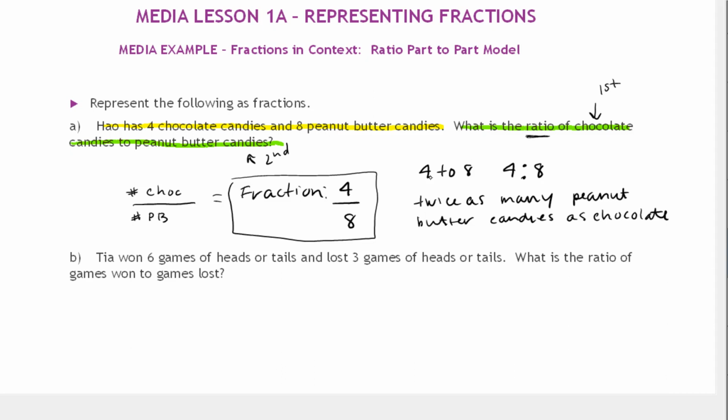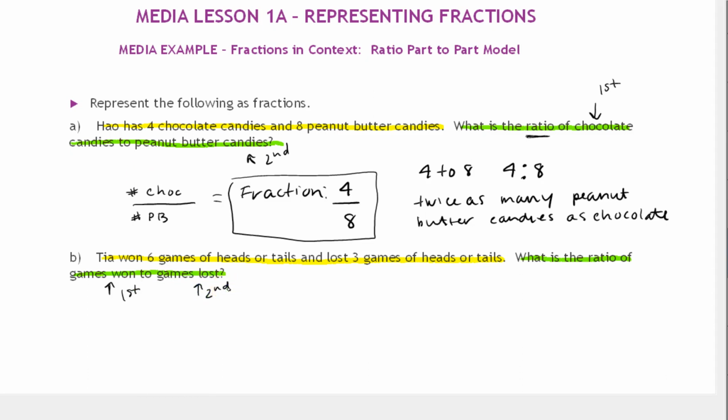Okay. Let's look at the next question, another part-to-part ratio. Tia won 6 games of heads or tails and lost 3 games of heads or tails. So that's our given information. What is the ratio of games won to games lost? Okay. So notice they ask for a ratio, and again, that's very typical with part to part. Doesn't mean it's absolutely a part to part, but very typical. And notice it says games won, so that's the first part. That's a part of all the games she played. Games lost, this is the second part.